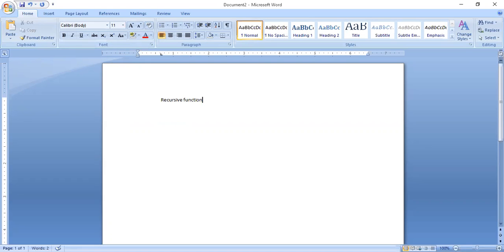If the function calls itself directly, then it is known as direct recursion. Let's see an example. Void my function. This is my function name, and I'm calling this function again.